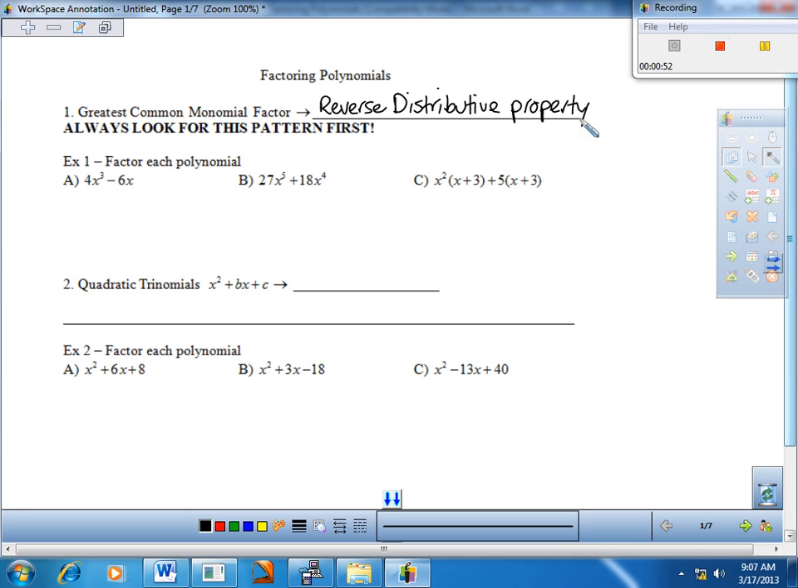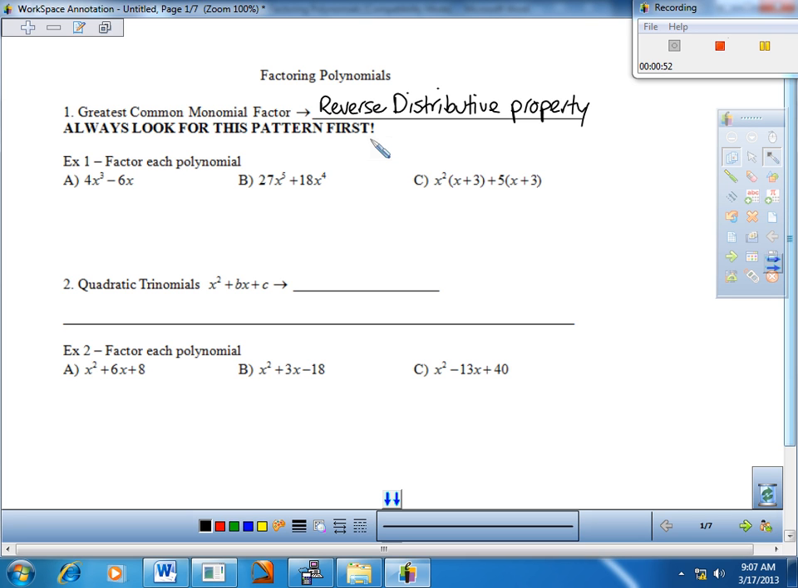And as it says on your paper, I bolded it, I capped it, I even put an exclamation point behind it. This precedes all of the other patterns that we would look at. Always look to do this first. Then we'll see if we can recognize any of the other patterns that we investigate throughout this notes worksheet. So always look to do this pattern first. So let's start it out.